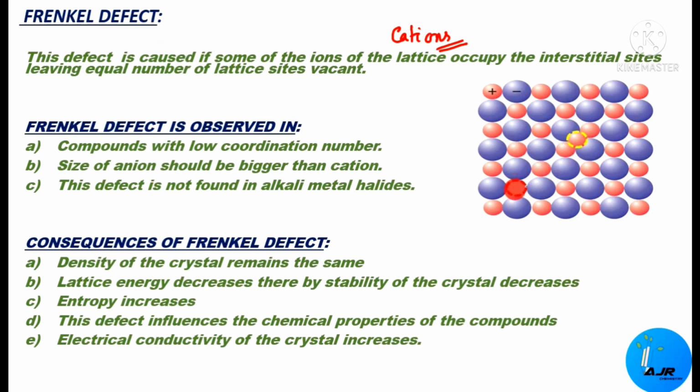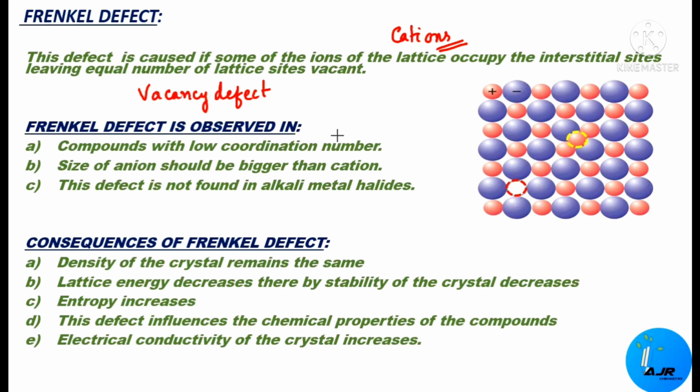Since the cation is moving to another place, a vacancy is created here. So this type of Frenkel defect is otherwise called a vacancy defect. It has another name, vacancy defect. A vacancy is created in its original site. This is the place where this cation was seated, right? So in its original site a vacancy is created. That's why it's called a vacancy defect.